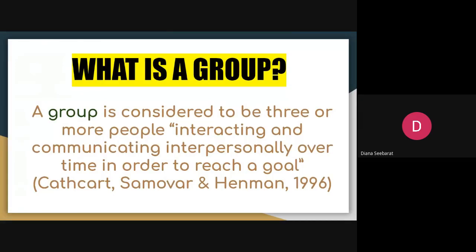So, first, what is a group? A group is considered to be three or more people interacting and communicating interpersonally over time in order to reach a goal, according to Cathcart, Samovar, and Henman 1996.